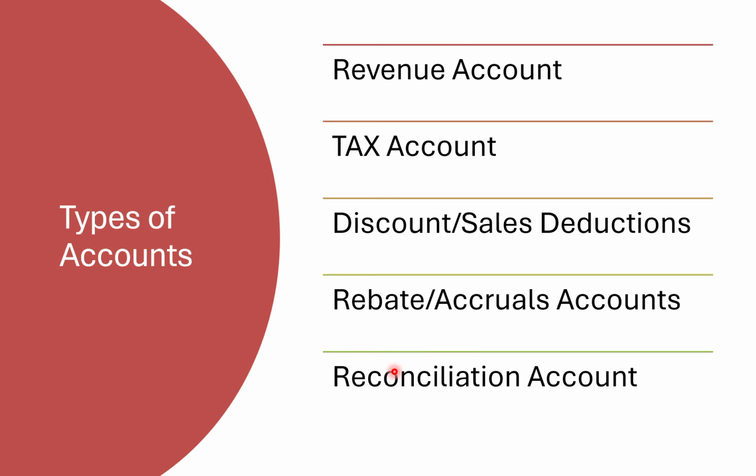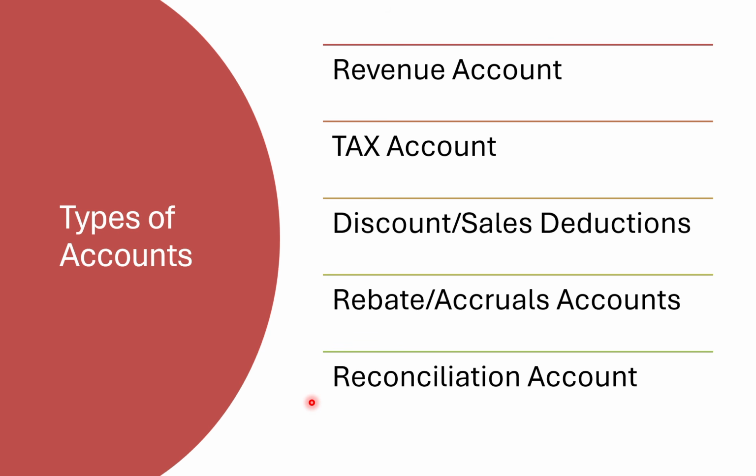We have different types of accounts here. We have revenue accounts, where all the revenue amount will be stored, and tax account, where it stores the tax amount, and discounts or sales deductions amount, and rebate or accruals amount, and reconciliation account. The reconciliation account gets updated along with the subledgers for both the customer master and the vendor master.